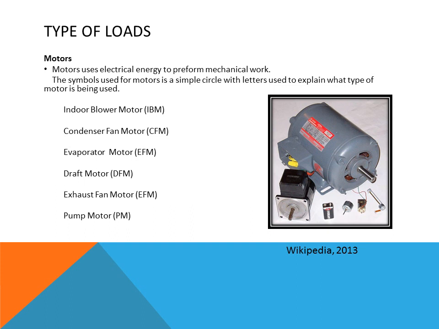The symbol used for motors is a simple circle with a letter to explain what type of motor it is, such as a condenser fan motor, indoor blower motor, or evaporator motor. These are all different types of motors, but to explain what they are, they would just give you the letter to let the technician understand exactly what it's used for.